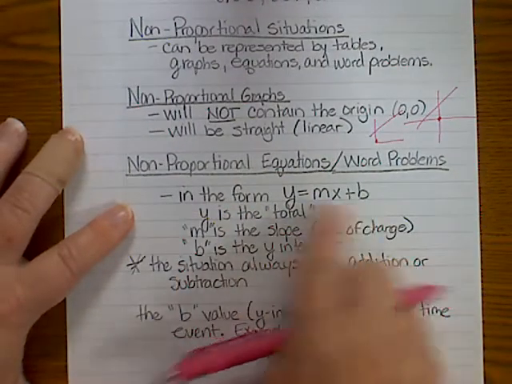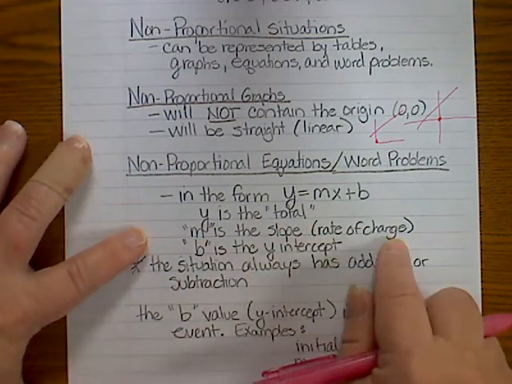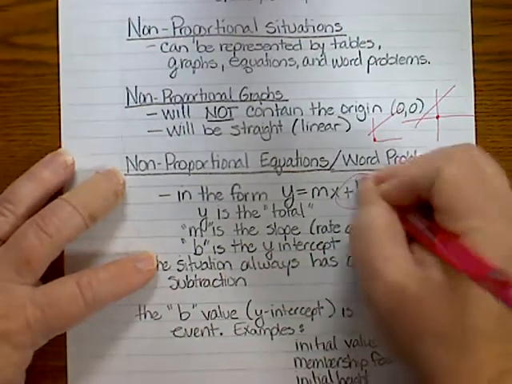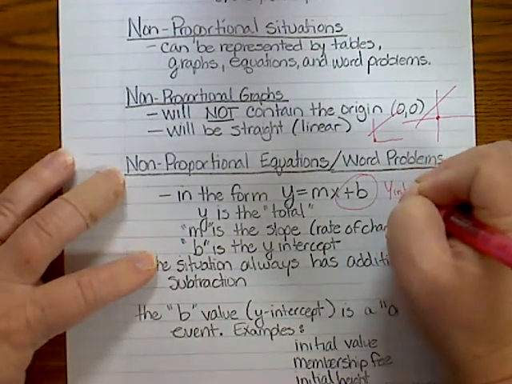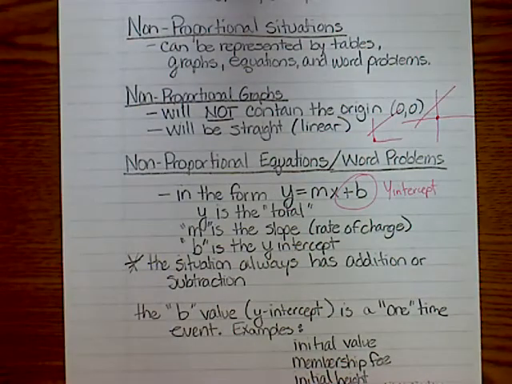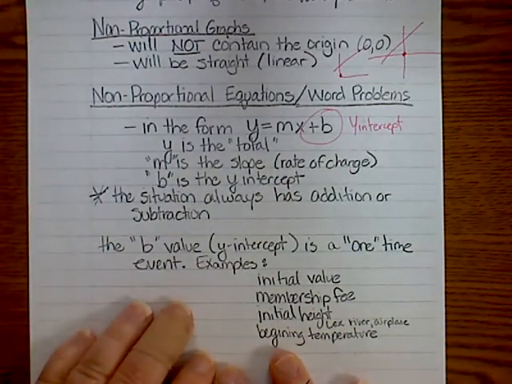So here it is. Y is the total. M is the slope or rate of change. And B is the y-intercept. So this is your y-intercept, and it will not be 0. The situation always has addition or subtraction. Okay? It will always have that. The B value, the y-intercept, is a one-time event.